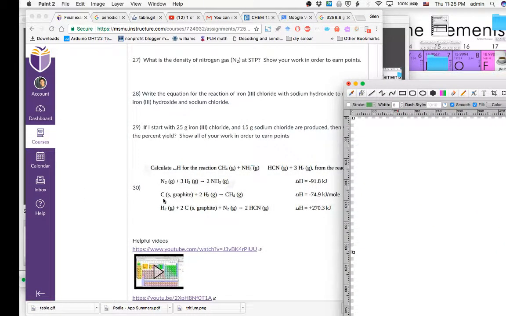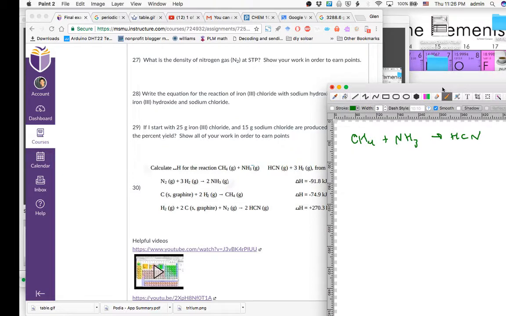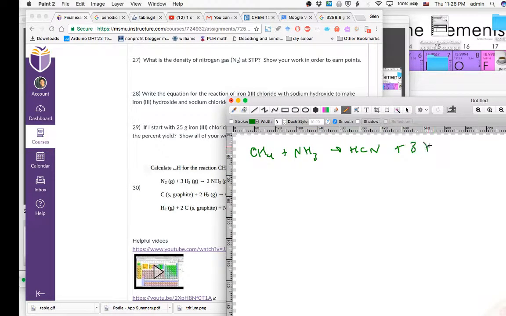Okay. So remember with Hess's law, you have to add these reactions up in whatever combination is necessary to get your target reaction, which is this. Oh, looks like I'm missing a little arrow there. Sorry about that, folks. I'll see if I can fix that for you. I probably can't, but I'll try. Anyway, the target reaction is CH4 plus NH3 makes HCN plus 3H2.